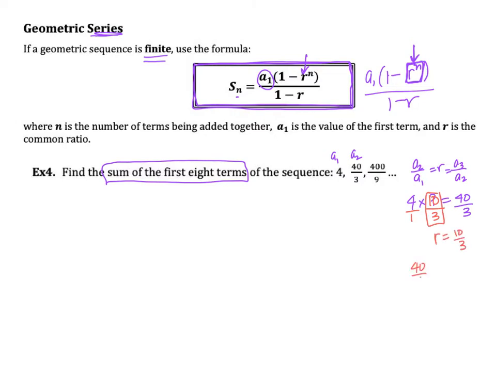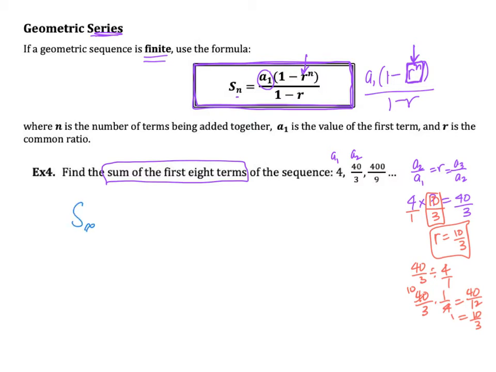Or I can say 40 over 3 divided by 4 over 1, which is the same as 40 over 3 times 1/4. That's 40/12. Or you can cancel, which again gives us 10/3. So my common ratio is 10/3. So now I'm going to find the sum of the first 8 terms.